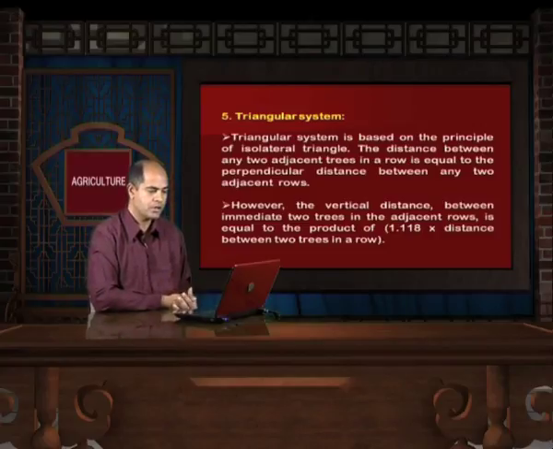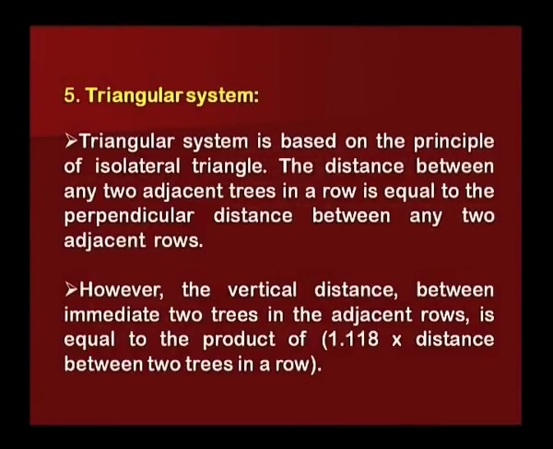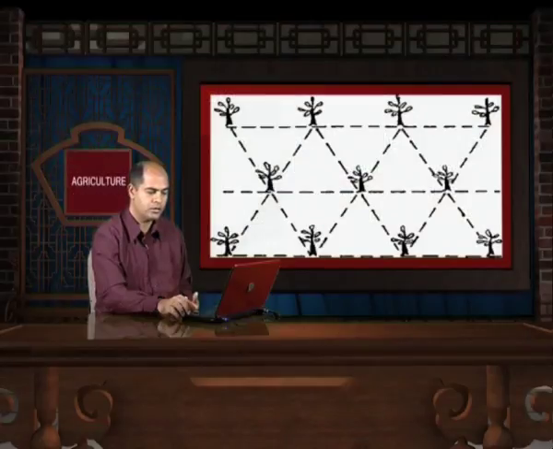Now, the triangular system. The triangular system is based on the principle of an isosceles triangle. The distance between any two adjacent trees in a row is equal to the perpendicular distance between any two adjacent rows. However, the vertical distance between immediate two trees in the adjacent rows is equal to 1.118 multiplied by the distance between two trees in a row. This picture shows the triangular layout system.